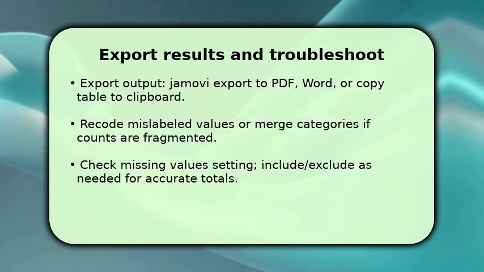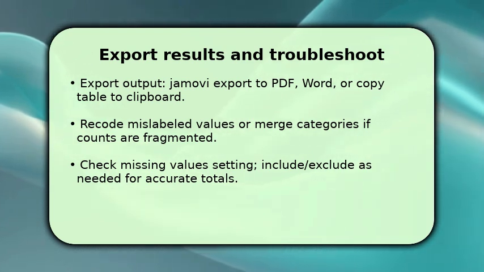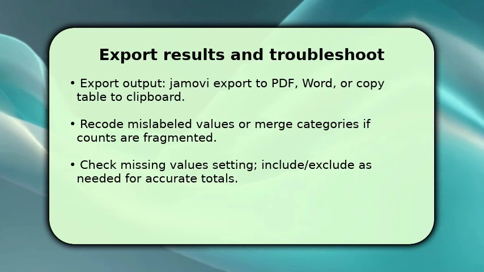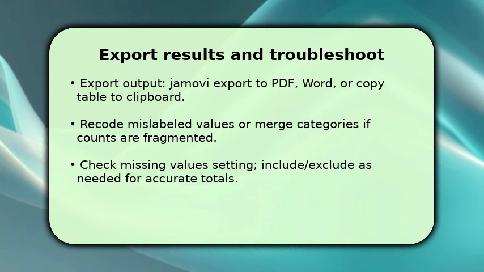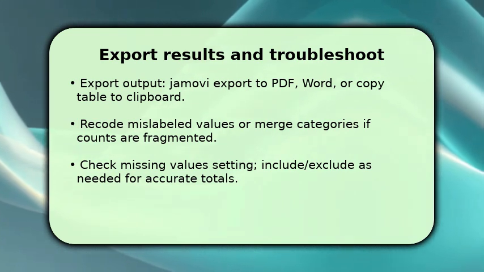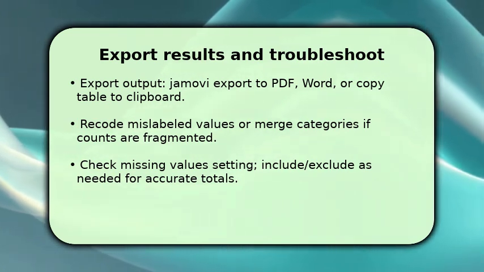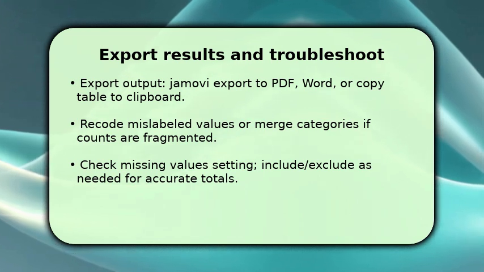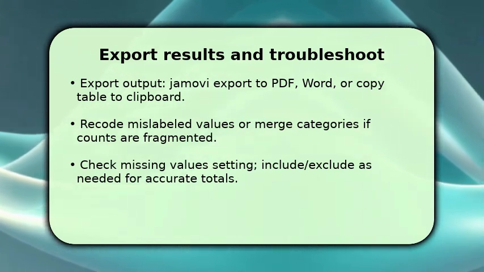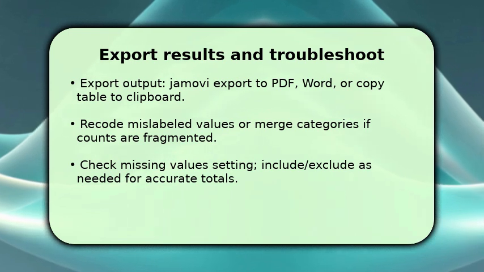If counts look fragmented, recode labels or merge categories in the Data tab and rerun frequencies. This fixes stray spaces or inconsistent labeling. If totals don't match expectations, check the missing values filter. Make sure you know whether Jamovi is excluding blanks. If things still go wrong, reopen the data and inspect raw values for hidden characters.